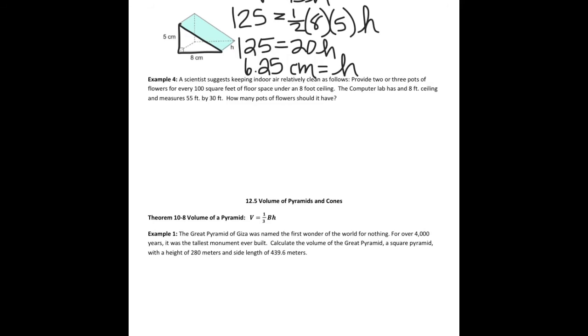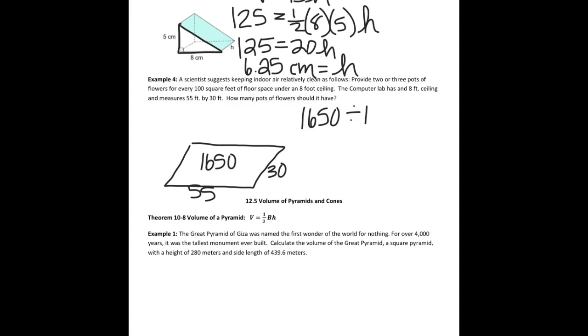All right, our last example. A scientist suggests keeping indoor air relatively clean as follows. You have to provide 2 or 3 pots of flowers for every 100 square feet of floor space under 8 feet. So this computer lab has an 8-foot ceiling, and the floor space measures 55 feet by 30 feet. So we just need to figure out the area of the base. 55 times 30, which is 1,650. And we need to divide that by 100. First of all, that will tell us how many 100 square feet of space we have.